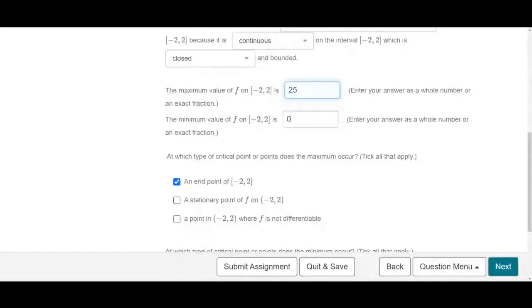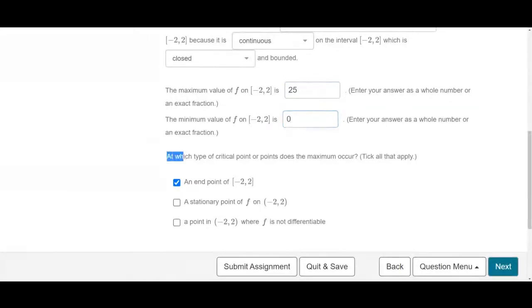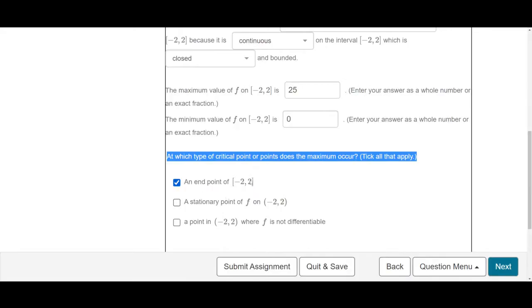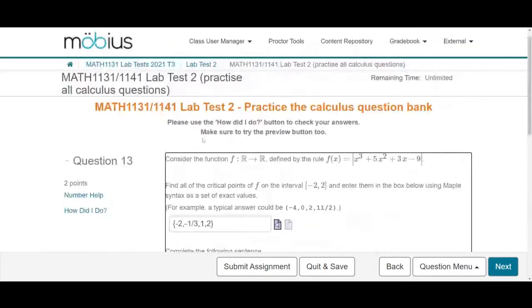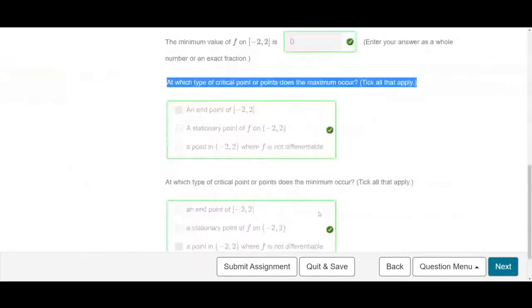So heading back to our questions, so 25, 0. At what type of critical point or points does the maximum occur? Well, it occurs at the endpoint when x equals 2. At what type of critical point or points does the minimum occur? Well, the minimum occurs at like a spiky bit, right? So a point where f is not differentiable. Okay, did I get it all right? Yep.